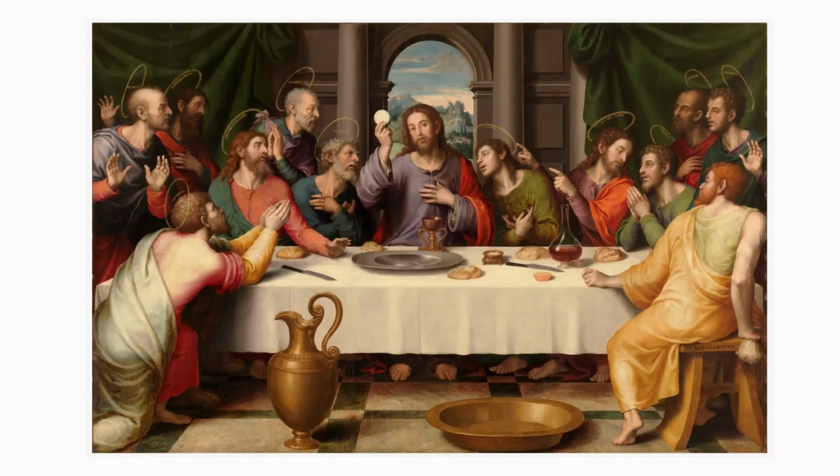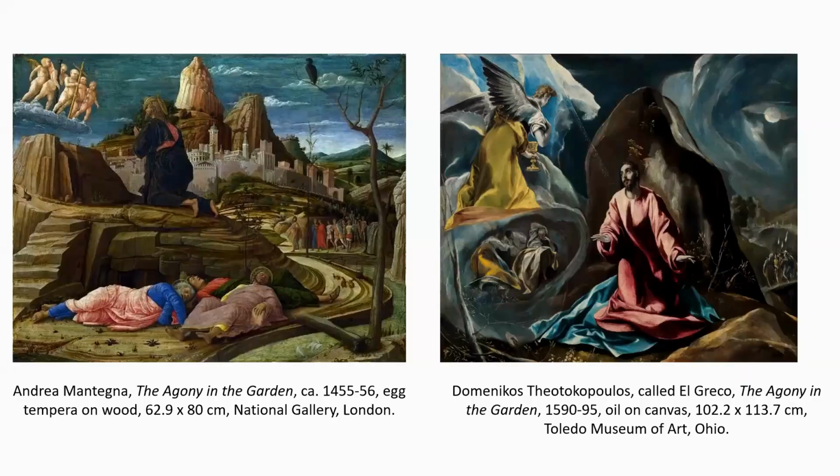betrayal. Right. Okay, shall we move on to our next comparison, so the next episode, the Agony in the Garden? Tell us about the Agony in the Garden, first of all. And we've got two paintings here. One is Italian, Mantegna, which you can see if you're in London at the National Gallery.